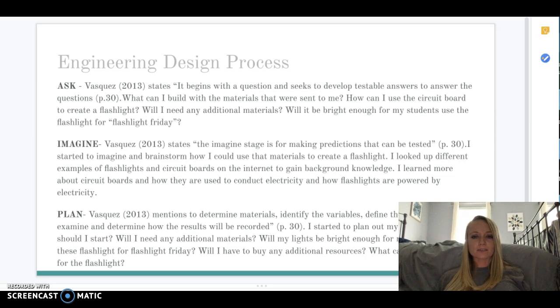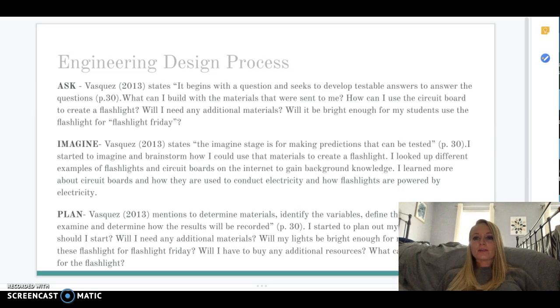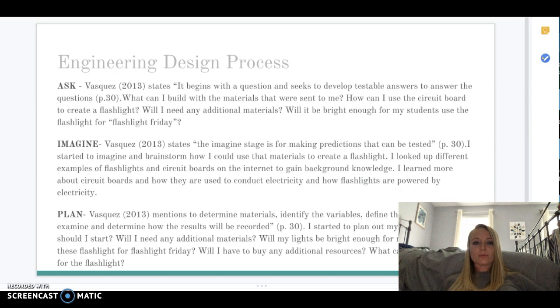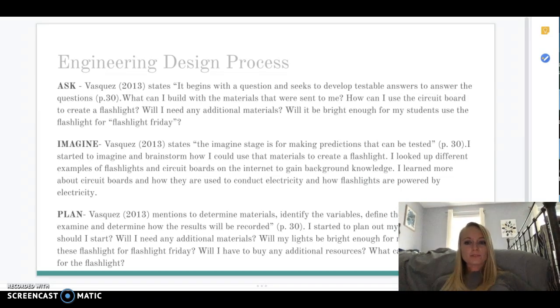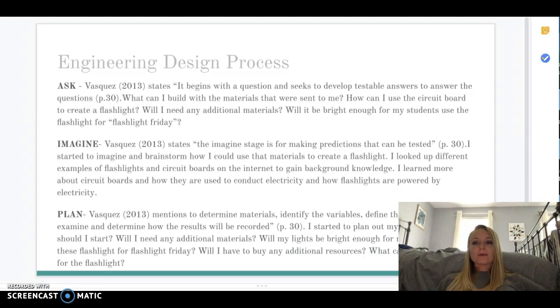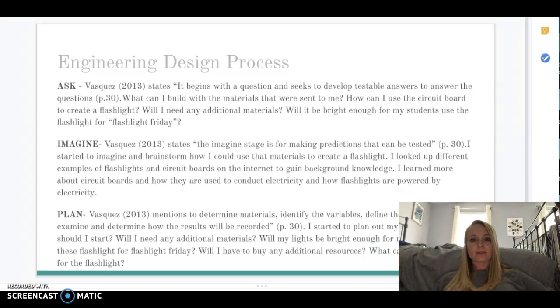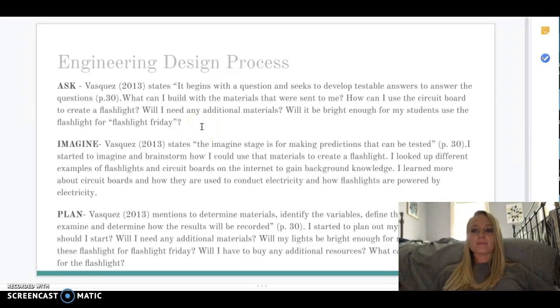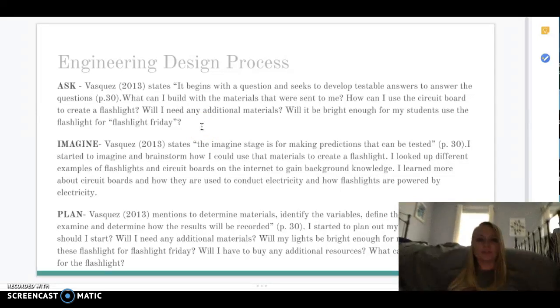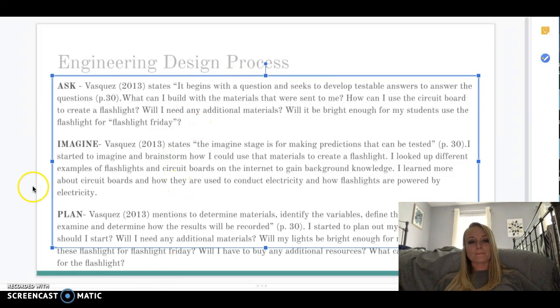I began to ask, what materials should I use? How can I use these materials? How can I use this circuit board to create a flashlight? Am I going to need any additional materials? Is this light going to be bright enough so my students can see for the Flashlight Friday? All of this goes under what Vasquez says about it begins with a question and seeks to develop testable answers to these questions, which is exactly what I did.